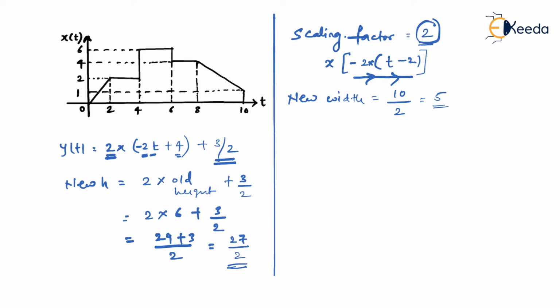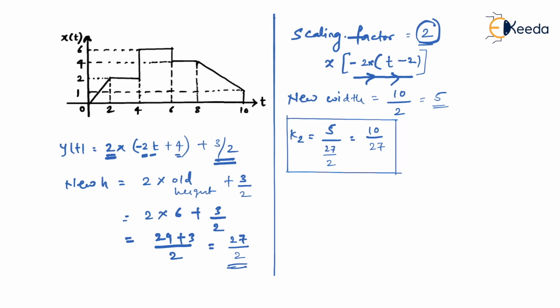So you know what? I have a new height and new width now, from which I can get K2 here. So K2 was the width by height ratio. So width is 5 and height is 27 by 2. So it becomes 10 by 27. Finally, I got K2. Finally, I have K2 here.